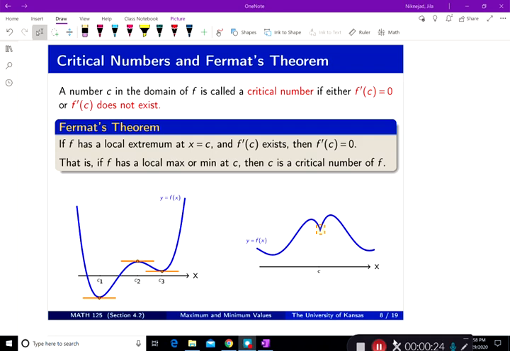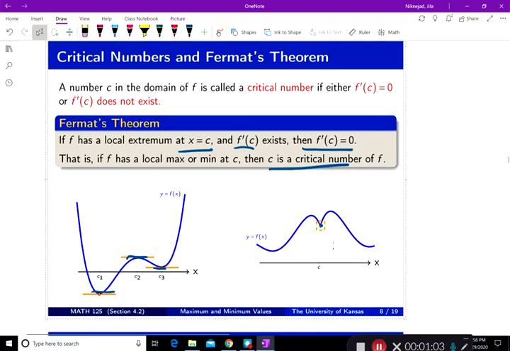We realize that Fermat's theorem is telling us that if f has a local extremum at c, then f prime of c either doesn't exist or is equal to 0. That is, Fermat's theorem tells us that if f has a local extremum at c, c is a critical number. And we saw both ways: either f prime equal to 0 for a local extremum, or f prime does not exist for a local extremum.